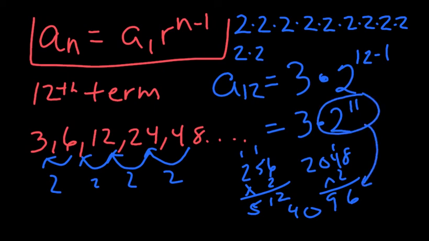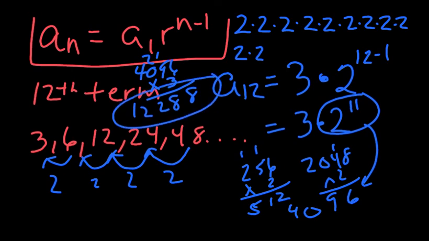Now we have to multiply that by 3. I don't even know if I have room to multiply that by 3. So let's see. 4,096 times 3. 3 times 6 is 18. 3 times 9 is 27. That's 28. Okay, 3 times 4 is 12. So there's our answer. That's craziness.